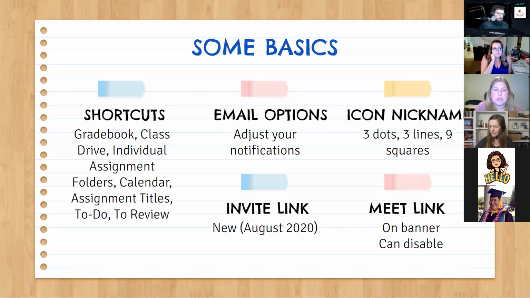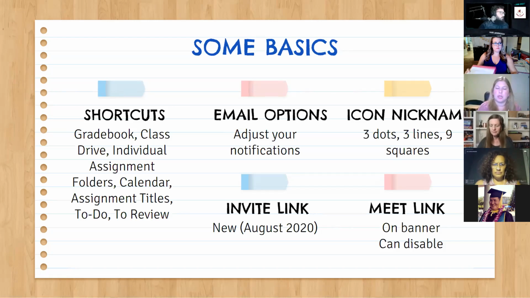Email options. You can adjust your notifications. So if you don't want an email every time a student submits late work or resubmits work, you can adjust them. And I'm going to pull up my Google Classroom in just a minute to show you how to do that. If you are a co-teacher on a class, for example, you, like me, are a 5th grade teacher, but you're also a teacher in the other 5th grade teachers' classes, but you don't want all the emails for those classes, you can turn off the notifications for the other classes.